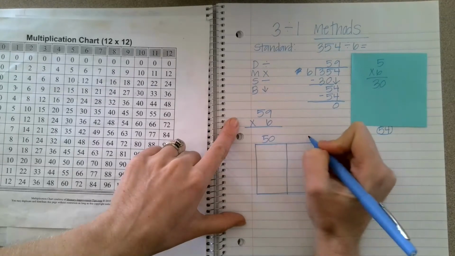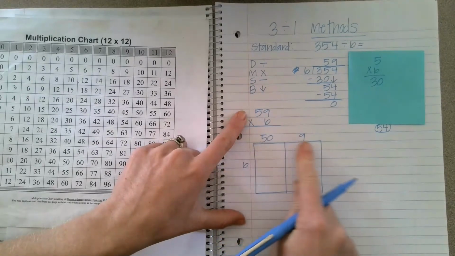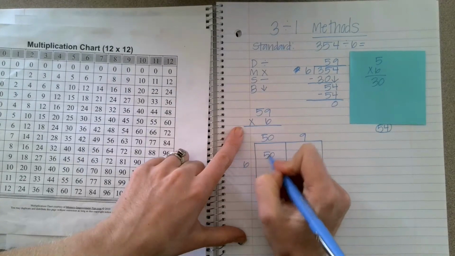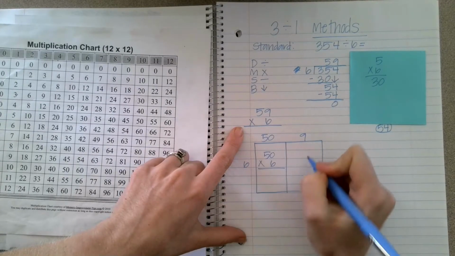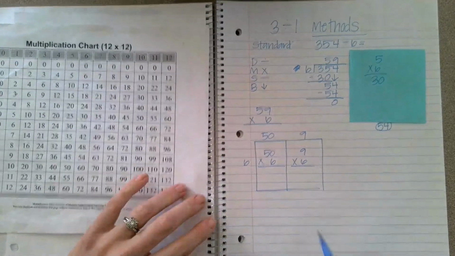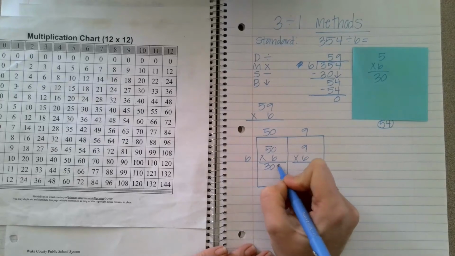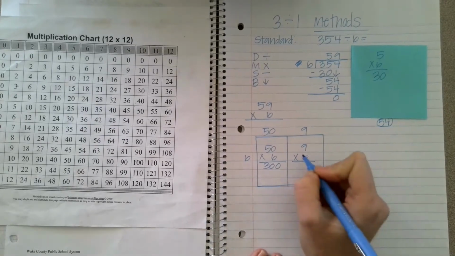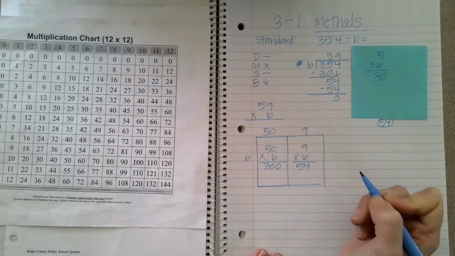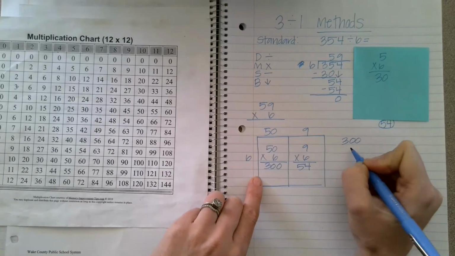50 and 9 and 6. So I'm breaking it up based off of place value. Now I'm going to do 50 times 6, and I'm going to do 9 times 6. 5 times 6 is 30, plus my 0. Then 9 times 6 is 54. I'm going to add up my totals, my partial products.